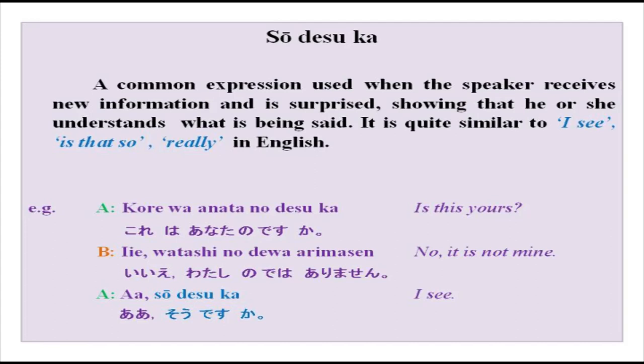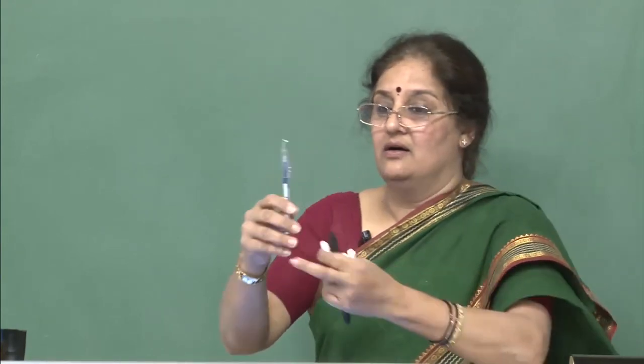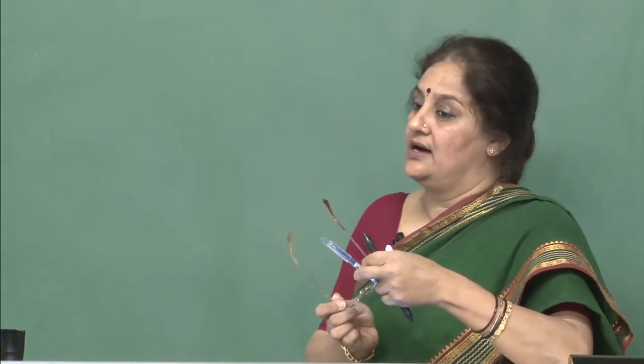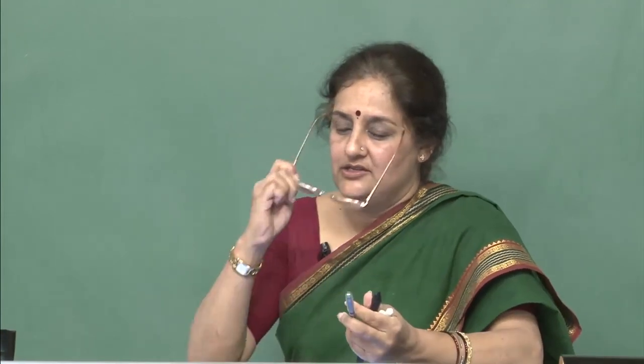Now, this is an expression. So desu ka? As you can see over here, this is an expression used when the speaker receives new information and is surprised and is showing that he or she understands it. It is quite similar to I see, is that so, really in English. So desu ka? Kore wa 100 yen desu. So desu ka? Pen wa 500 yen desu. So desu ka? And intonation is always rising. So the intonation is of surprise. It is a little rising intonation.